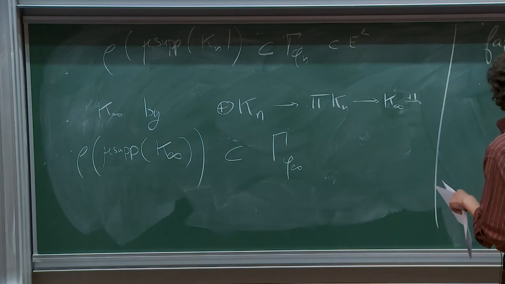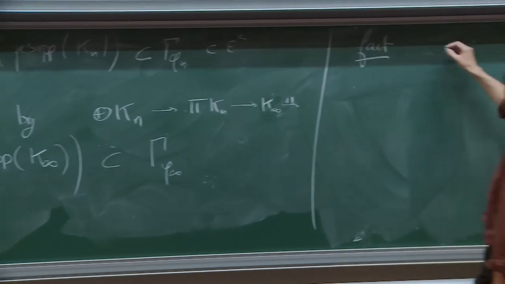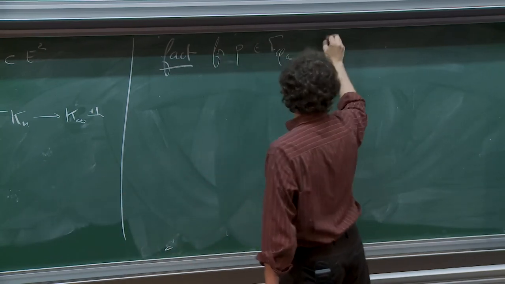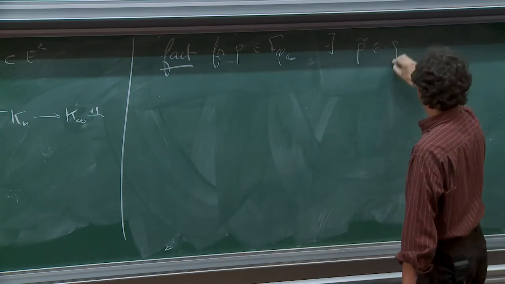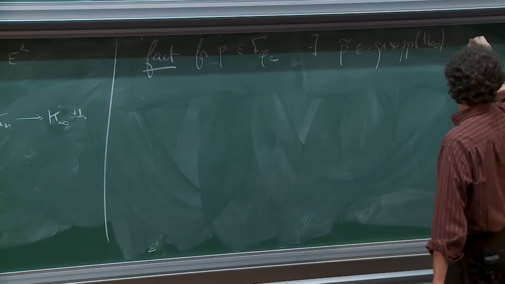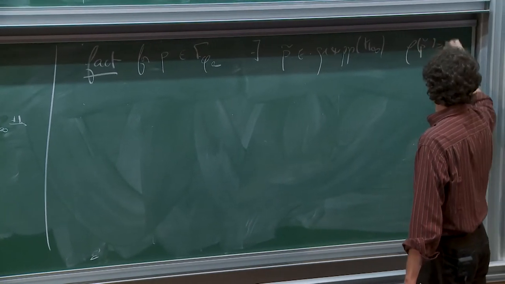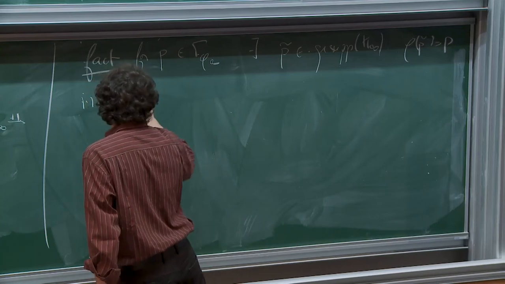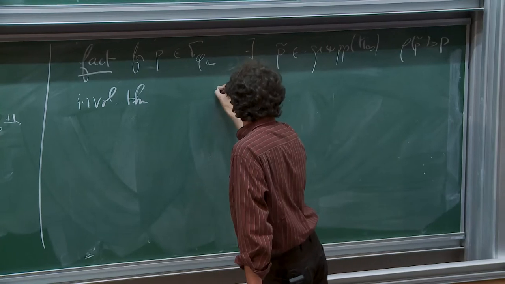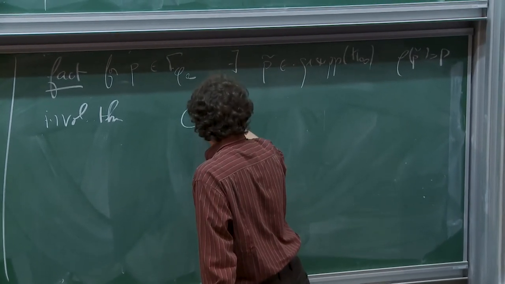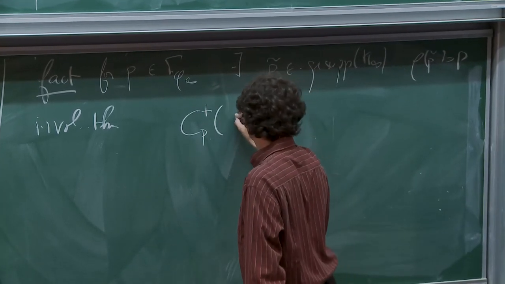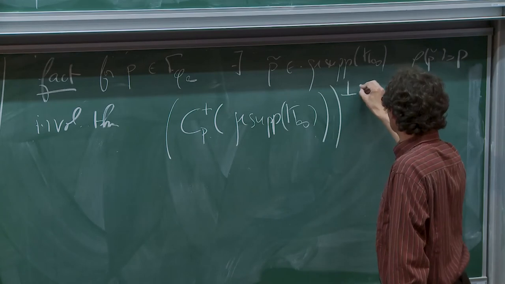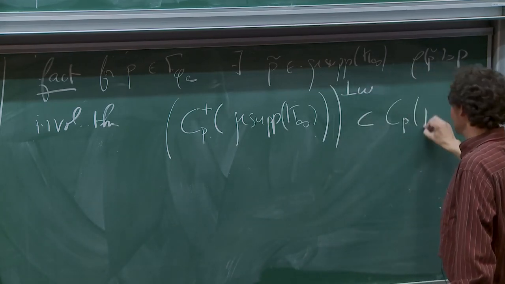So we check that this is not empty. So assume that for p given in the graph of phi infinity, there exists some p tilde in the microsupport which is mapped to P. Then in this case, the involutivity theorem says that, so the statement, well, I didn't give the statement, but the statement is that the cone of our microsupport, I take the symplectic orthogonal, and it is contained again in the cone.